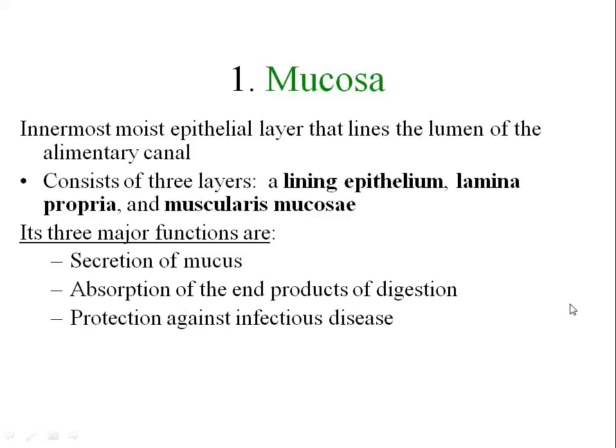So the mucosa is the innermost moist epithelial layer that lines the lumina of the alimentary canal. You just recall that previous diagram where we showed that the mucosa, which is the innermost and moist epithelial layer, consists of three layers: a lining epithelium, lamina propria, and muscularis mucosa. Its three major functions are secretion of mucus, absorption of the end products of digestion, and protection against infectious disease. So this mucosa contains an epithelium, supporting structures to the epithelium, and a muscle layer, which is responsible for slight contraction of the mucosa for release of mucus secretion as well as helping in digestion and absorption.